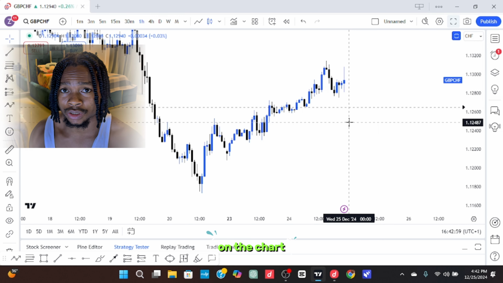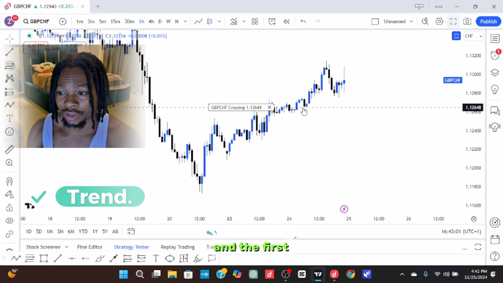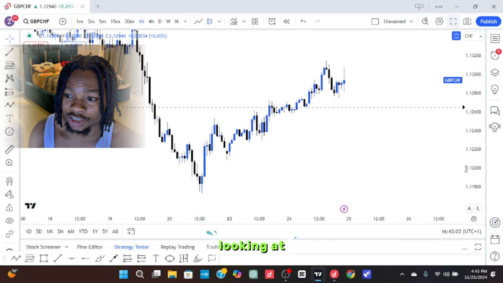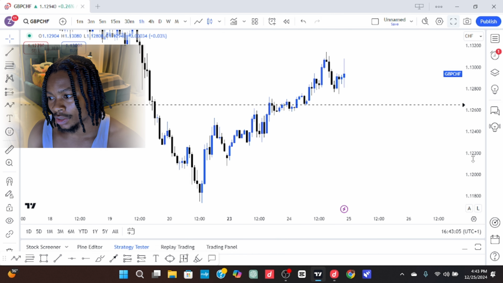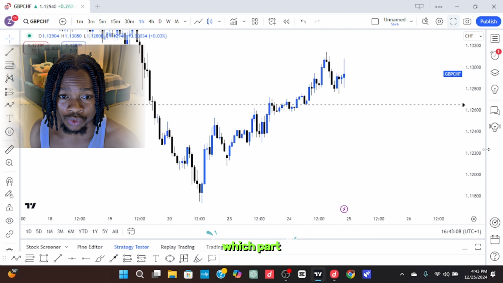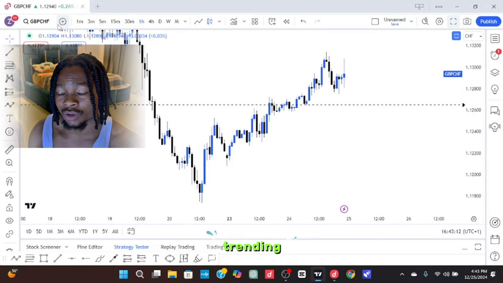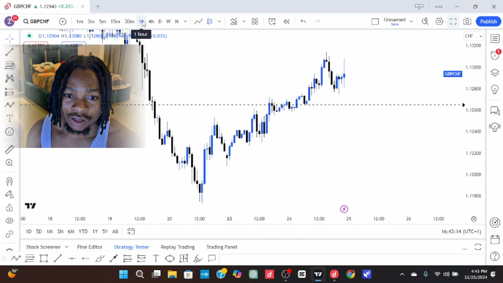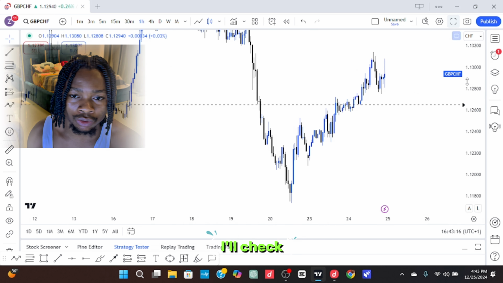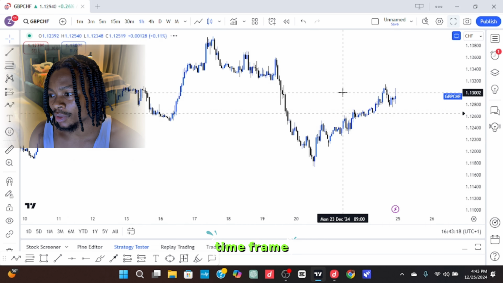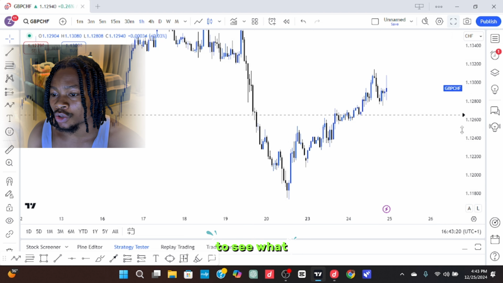Now we are on the chart, and the first thing we're going to be looking at is trend, which is knowing which path price is going. Are we uptrending or downtrending? So first thing I usually do is I'll check on my 1 hour time frame or 4 hours most times to see what is going on.